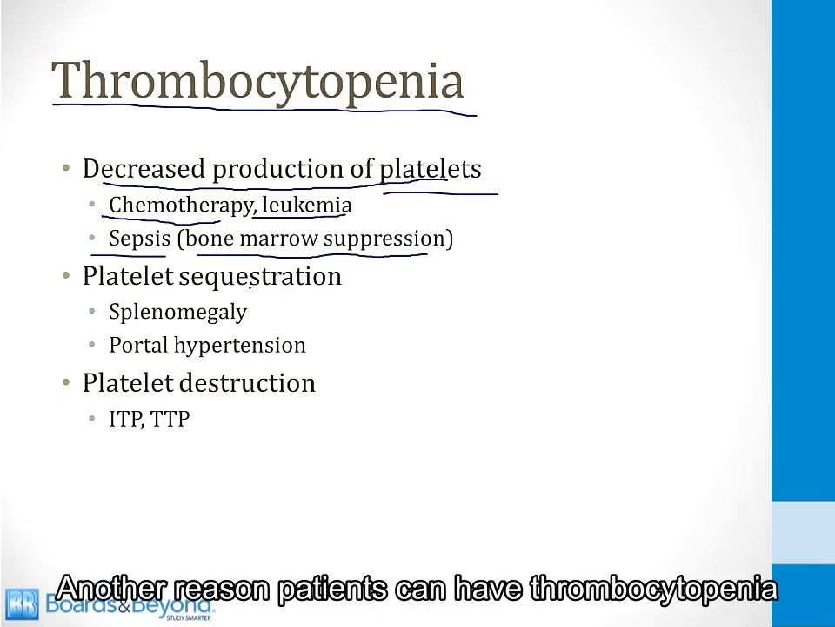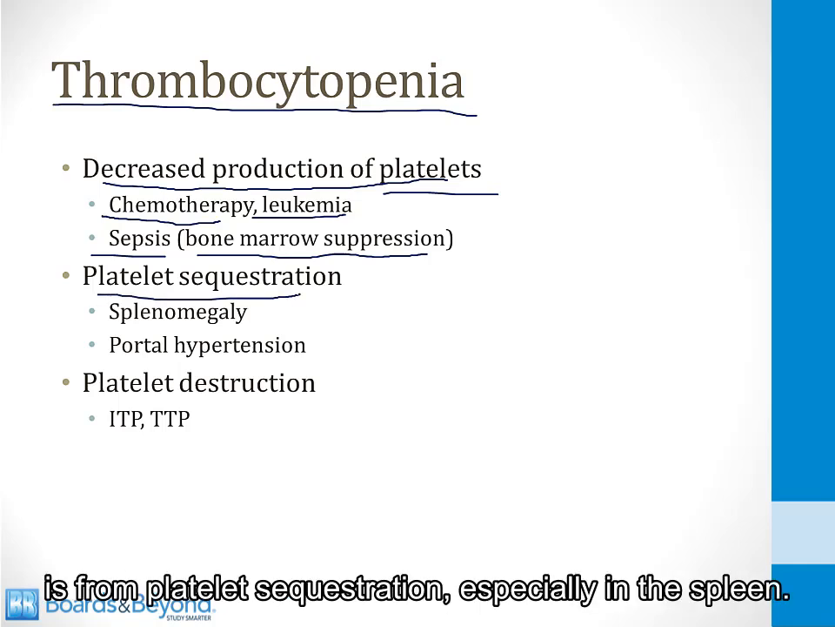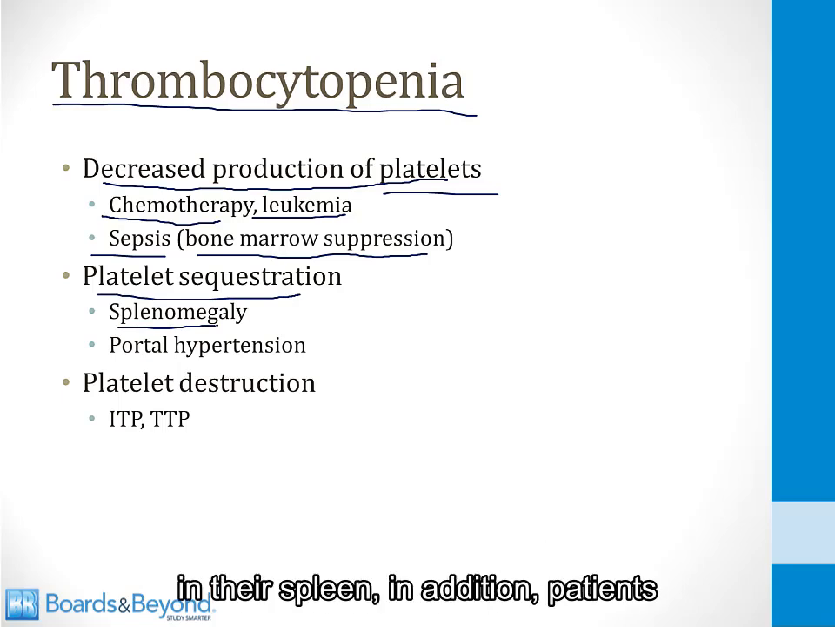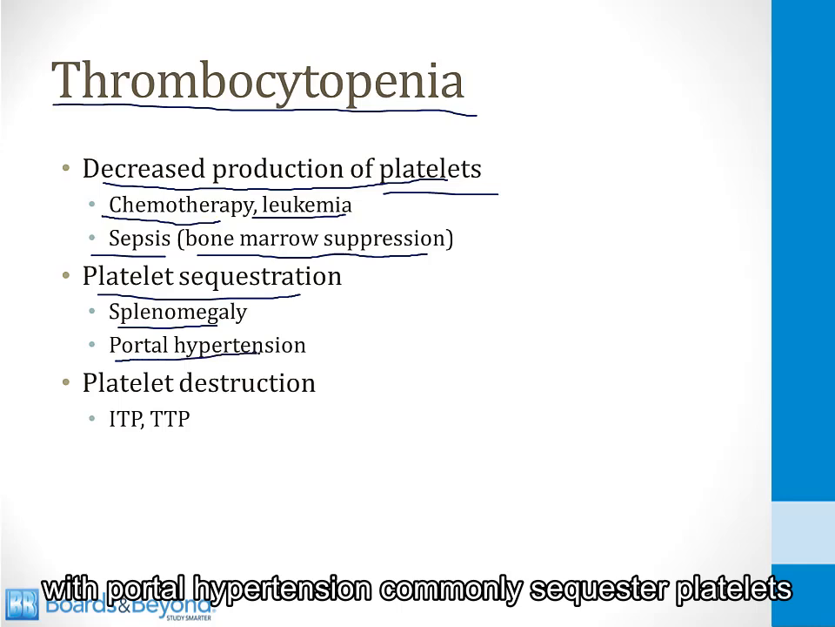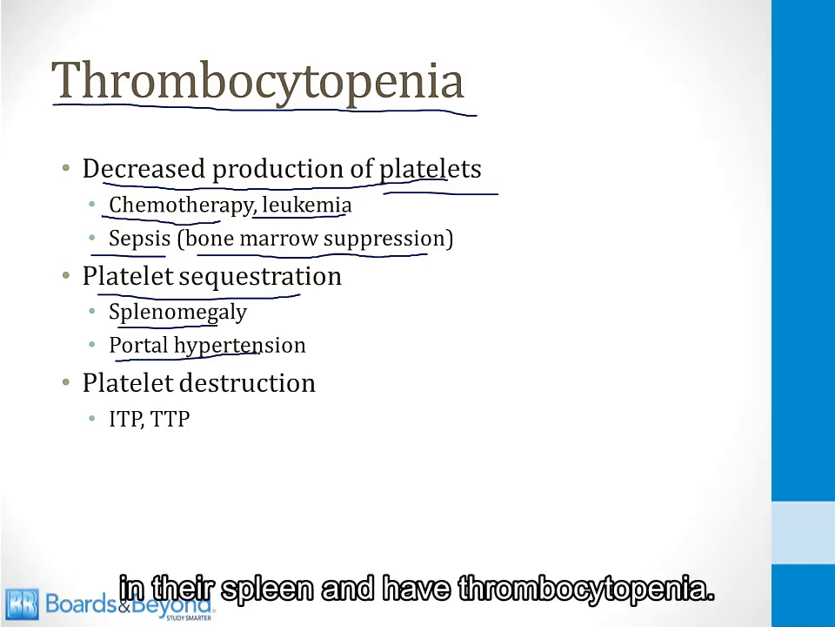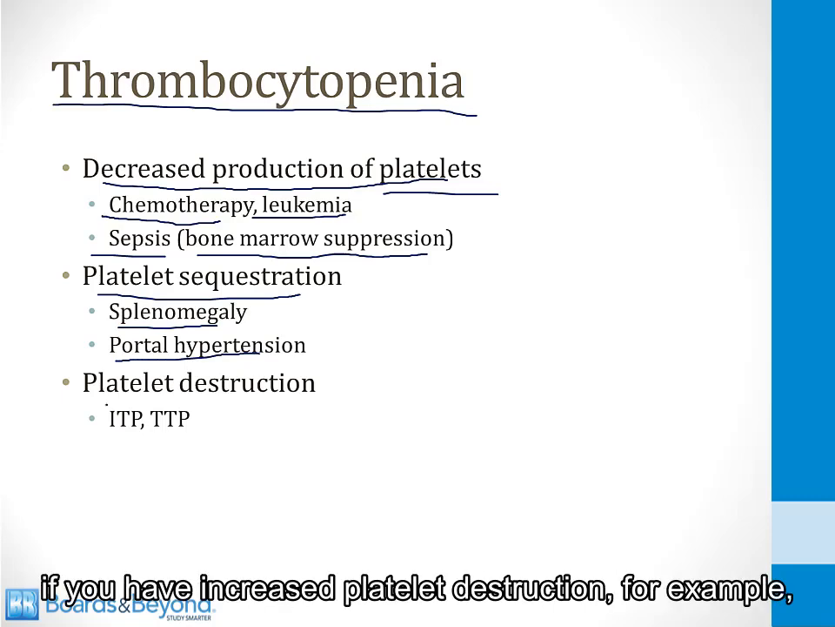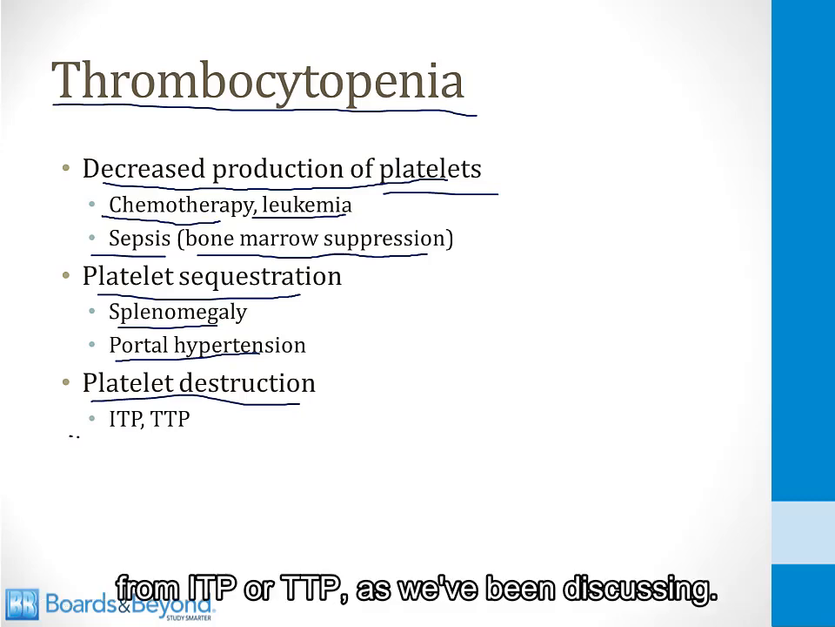Another reason patients can have thrombocytopenia is from platelet sequestration, especially in the spleen. So patients who have splenomegaly can sequester platelets in their spleen. In addition, patients with portal hypertension commonly sequester platelets in their spleen and have thrombocytopenia. And then finally, you can develop thrombocytopenia if you have increased platelet destruction, for example, from ITP or TTP, as we've been discussing.